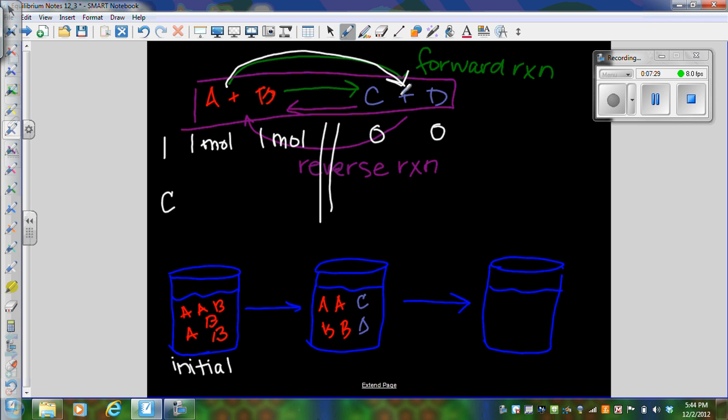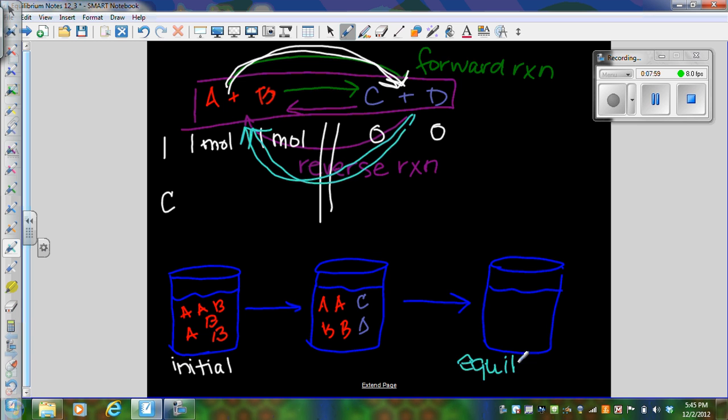And that continues. Then as C and D build up, there's enough of those to react and go back and form more A and B. And then as more A and B form, A and B react to form more C and D. And this continues until at equilibrium, I'm sorry, I can't write with this pen yet. I will get better.